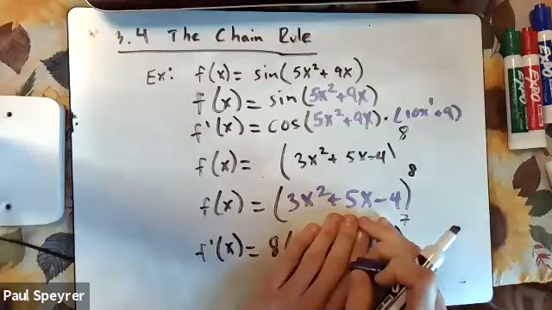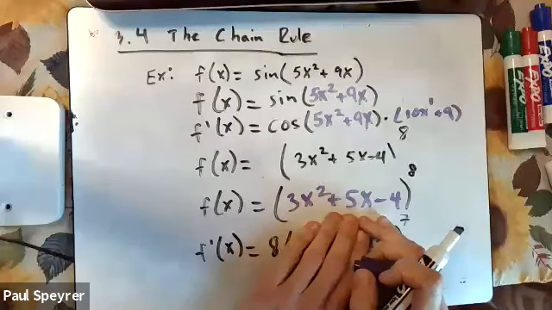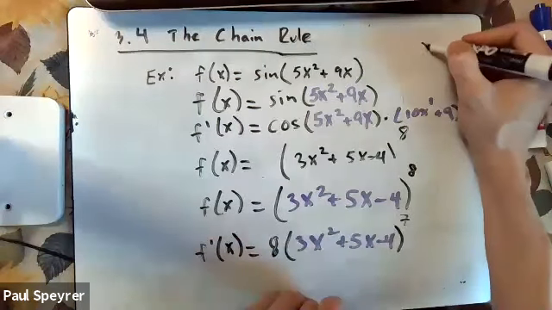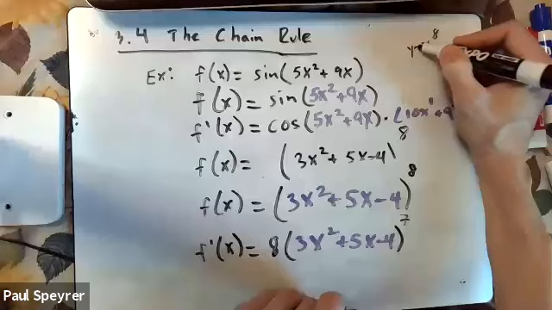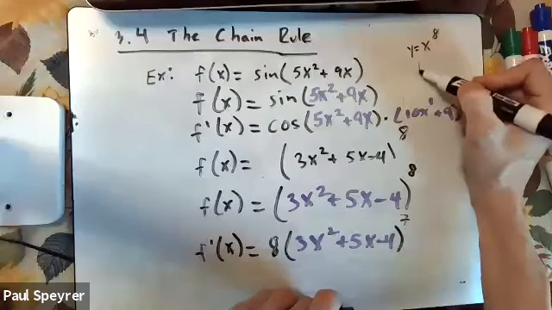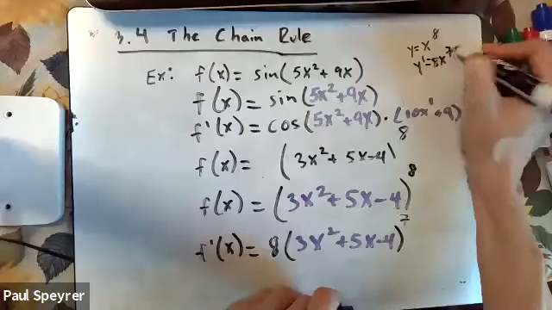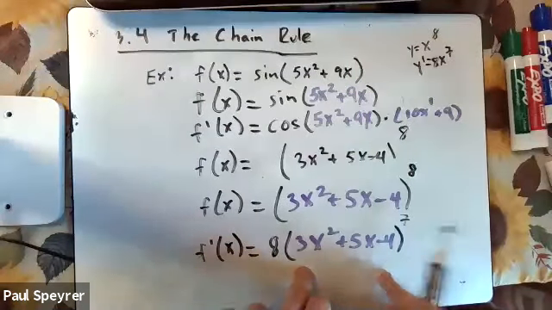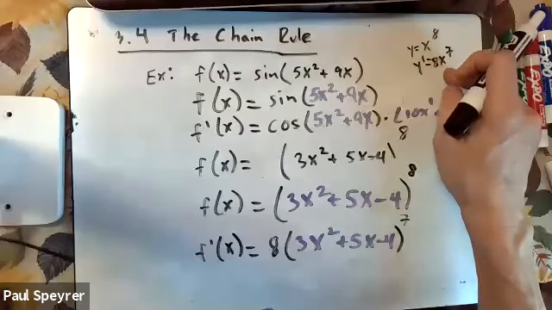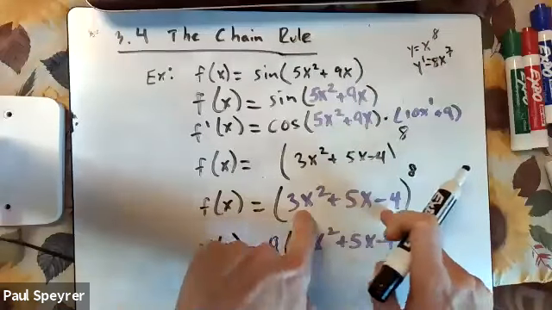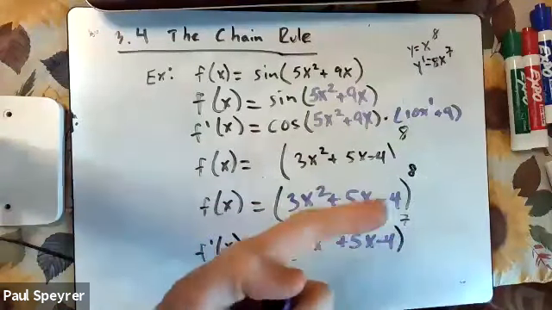Like if we had y equals x to the 8th, how would you derive that? You'd say, oh, that's just 8x to the 7th, right? Same thing that we did right here. It's just instead of it being a little x term, it's all this junk trapped inside. So same thing.